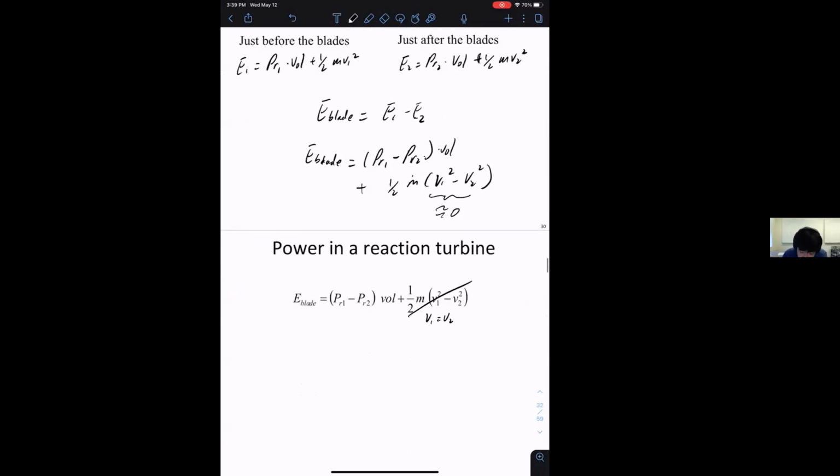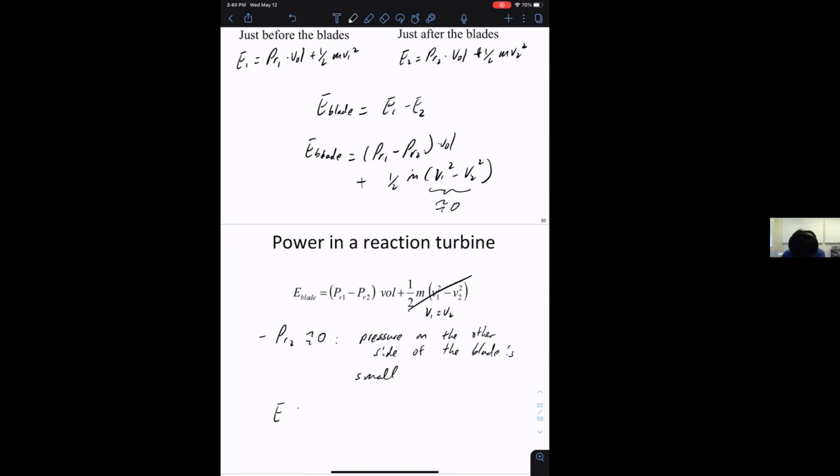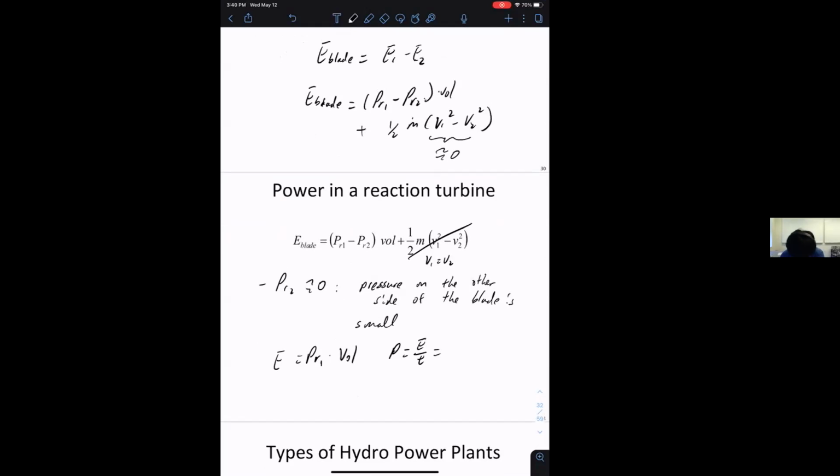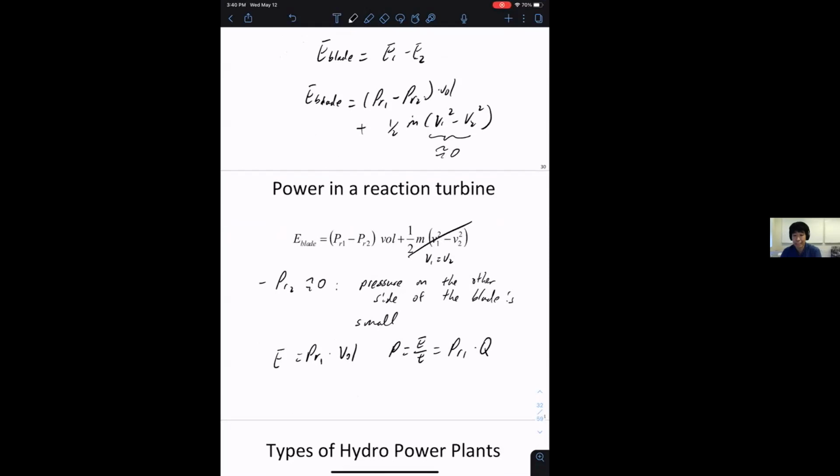Another assumption we'll make is that the pressure on the other side of the blade is very small. So then the energy is basically the pressure on one side of the blade times volume. And power is energy divided by t, so this is just the pressure times the flow rate.